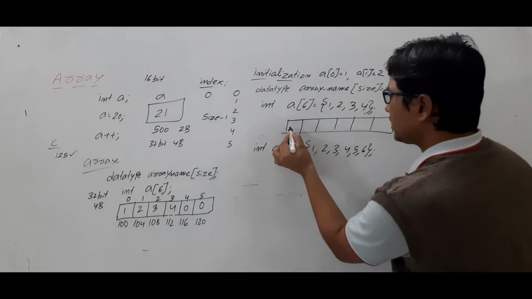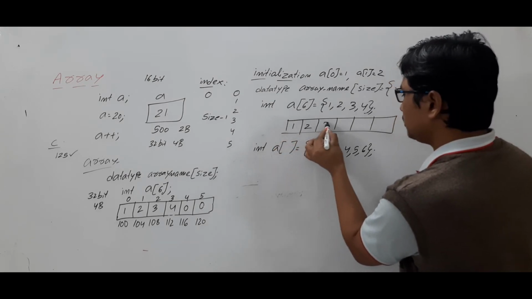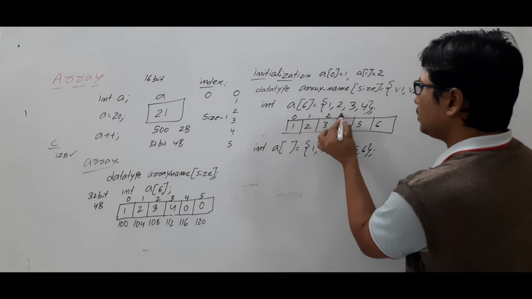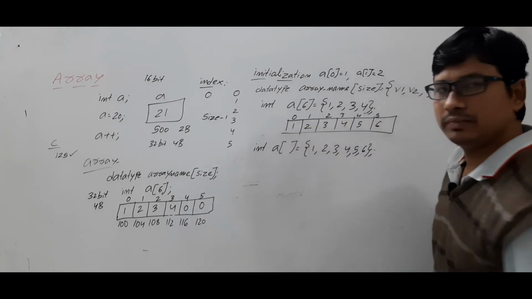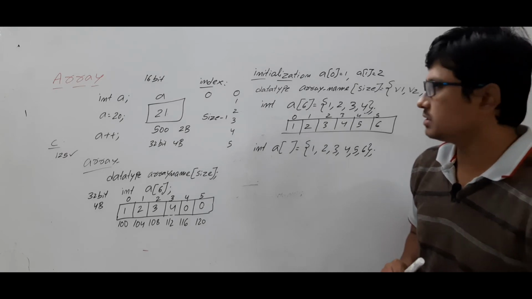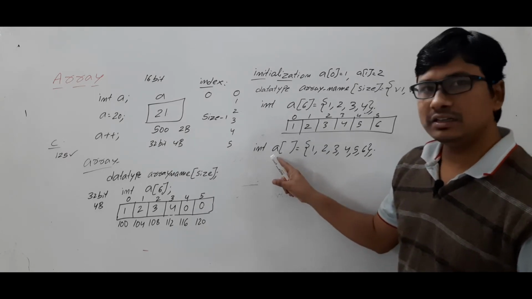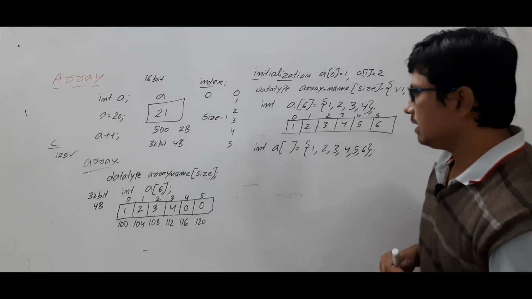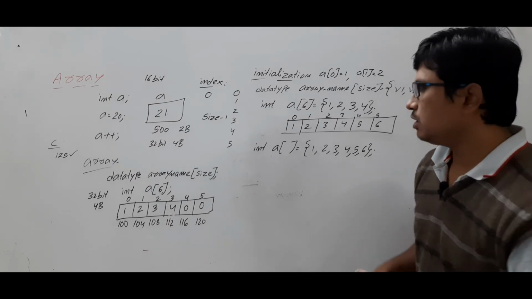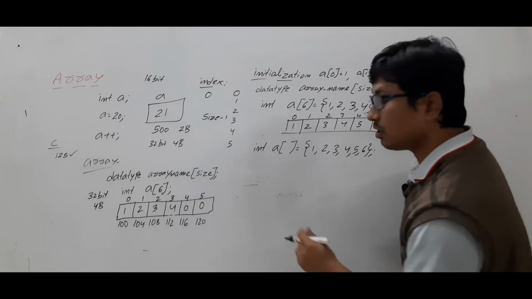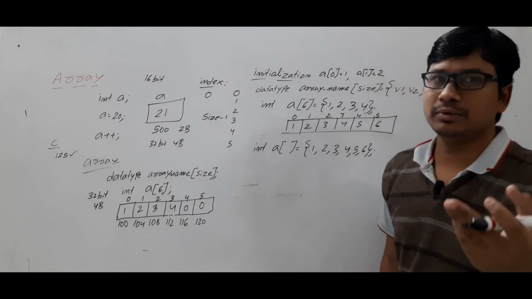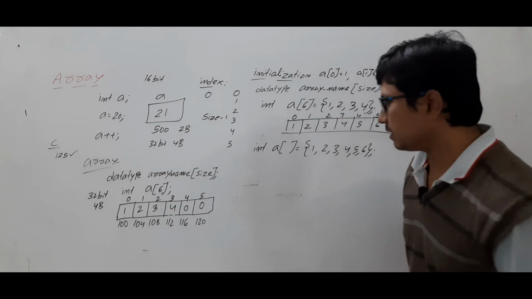So this will consist of values 1, 2, 3, 4, 5, 6 in index 0, 1, 2, 3, 4, 5. Are you able to understand? These memory locations will be contiguous. Now if you find the size of this one, you already know how to find the size of a data type or a variable, but sizeof is an operator.